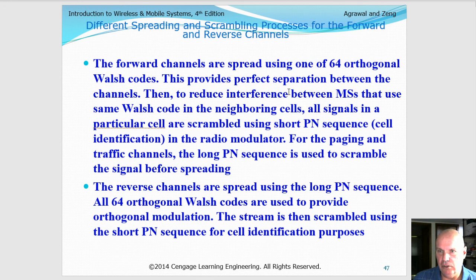So again, all 64 users are using the same frequency simultaneously, but at the base station they mix the signal again with one of the 64 Walsh codes to produce 64 different data streams at the base station, corresponding to each one of the mobile system users.